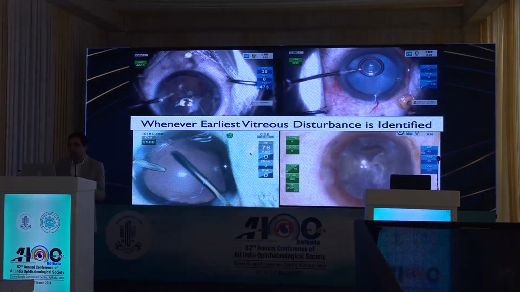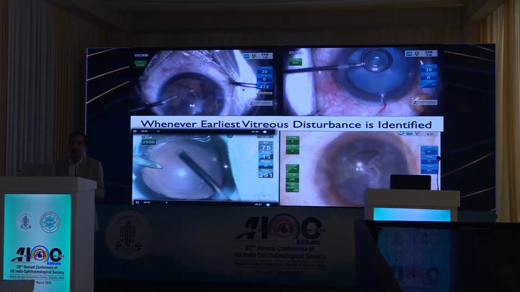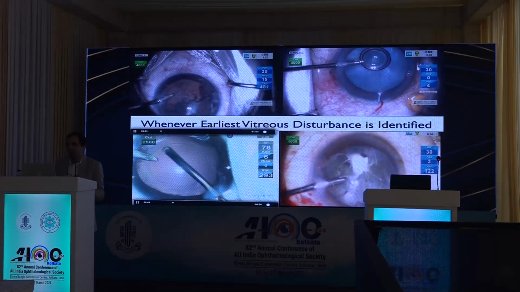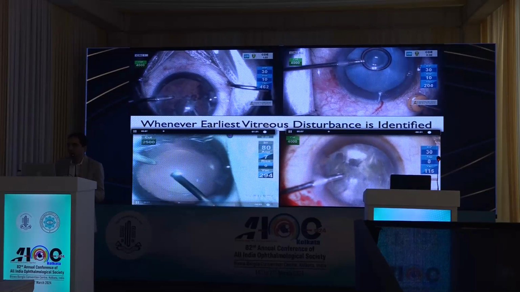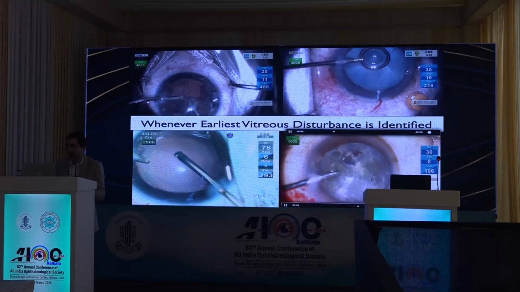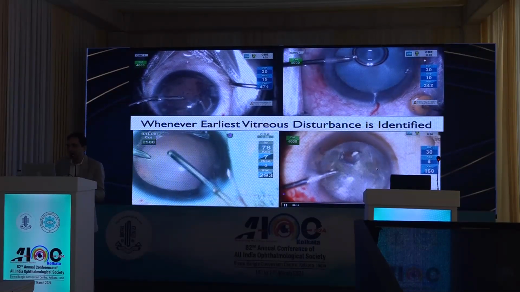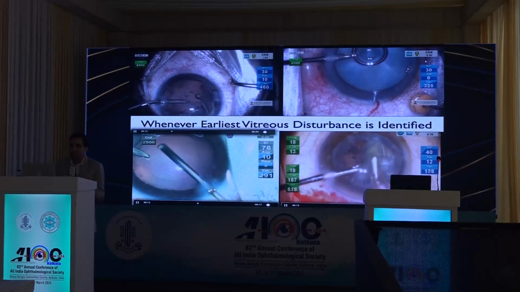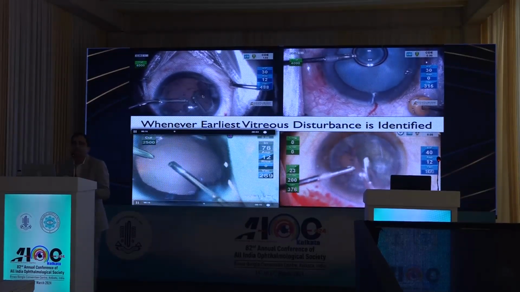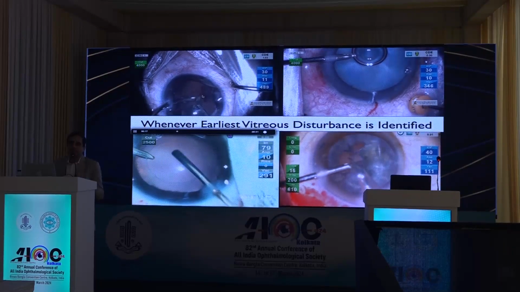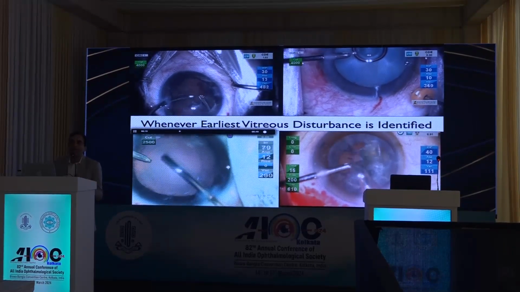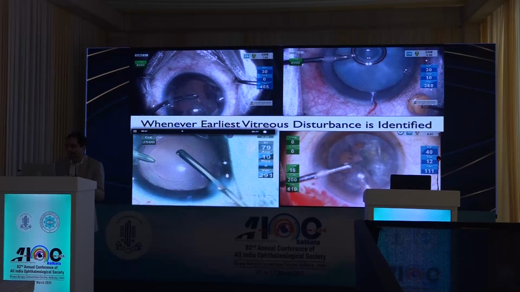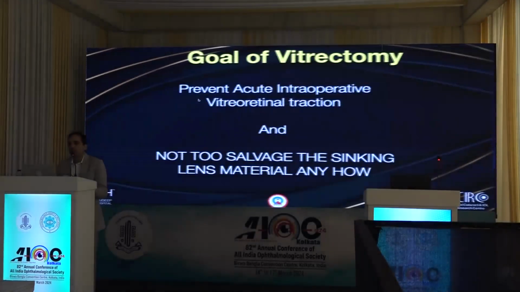And the next question is, when do I do vitrectomy? It's a very simple answer. Whenever you notice vitreous disturbance, it could be right at the beginning of surgery, it could be with three-quarters of the nucleus inside, it could be just before IOL, or it could be with cortex inside. So until you tackle the vitreous, once you identify it, do not move on to the next step. And we'll come to why that is important.